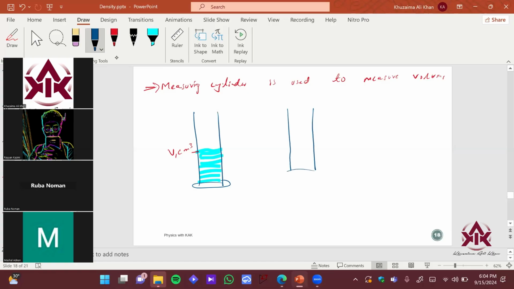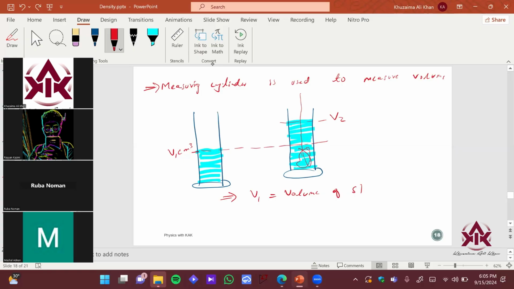Now what you did is put the irregularly shaped stone inside, for which you want to find the volume, right? You used a thread to lower this irregularly shaped object in. Now the volume was initially V1, and now it has become V2, right? Let me tell you what V1 is. V1 is just the volume of, sorry, not stone, the volume of water.